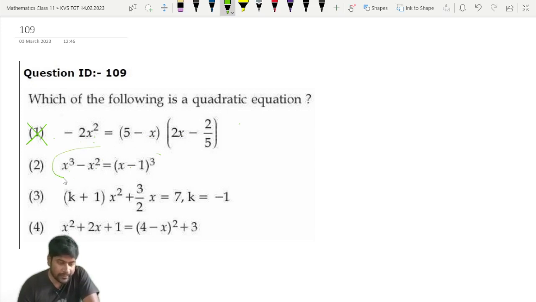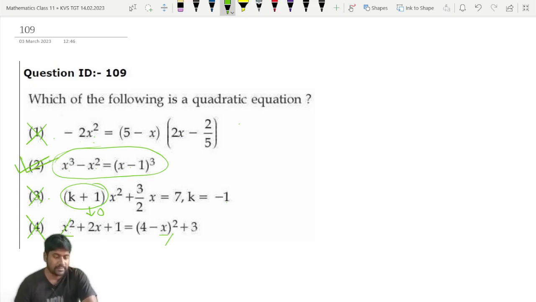So x square will be there, so anyway keep this option on hold. And in this equation k is equal to minus 1 they have told, so the coefficient of x square will become 0, so this is also not a quadratic equation. And this equation, x square in the left hand side and we will get 1x square in the right hand side also, so x square will be cancelled from left and right, so this will also not be a quadratic equation. So option 2 is the correct answer.